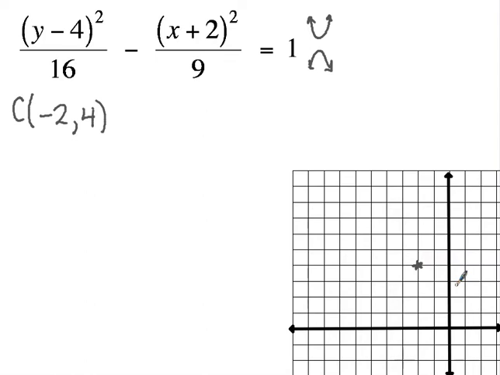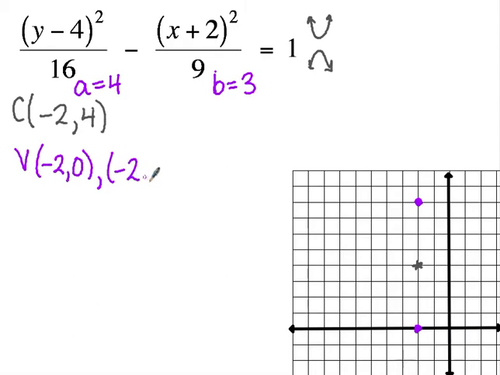Now I need to find my vertices. A is 4, B is 3. So to find my vertices, I'm going to do what from the center here? Up and down 4. So what will the coordinates of that be? Negative 2, 0. What's the other one going to be? Negative 2, 8. Good. That's why it helps to do the graph as you're writing these down, because then you can see what they're going to be located at.